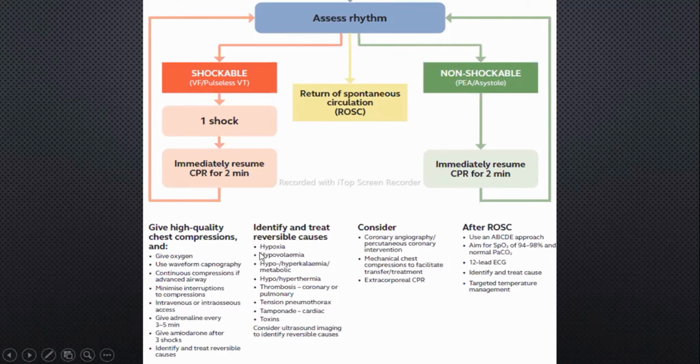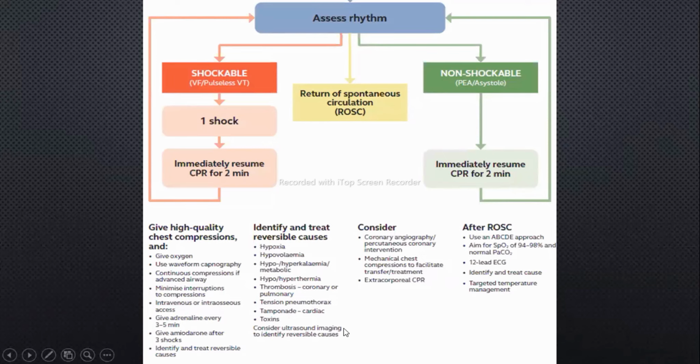So reversible causes: hypoxia, you will give oxygen. Hypovolemia, you give fluid. Hyperkalemia, you will correct. We will discuss this now. Hyperthermia, you will correct. Thrombosis, you will give thrombolytic drugs, whether it's coronary or pulmonary. Tension pneumothorax, you will do needle thoracocentesis followed by chest tube. Tamponade, you can do thoracotomy, or you can do ultrasound guided pericardiocentesis.